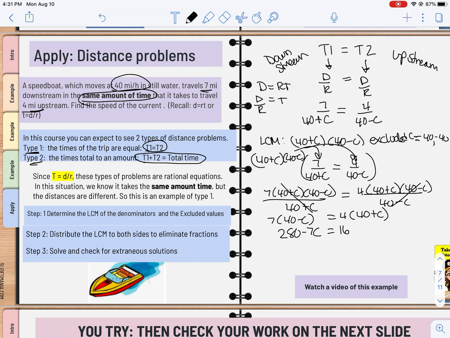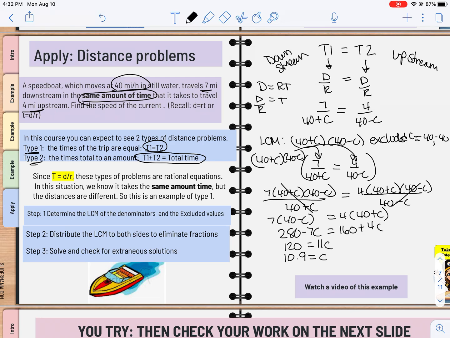So if we do some distributing here and go ahead and just solve it from this point on, if I subtract the 160 over, I'm going to get 120. If I add the 7 over, that will give me 11C. And if I divide that, I'm going to get about 10.9 is the speed of the current. So 10.9 is not 40 or negative 40, so that's a good thing.